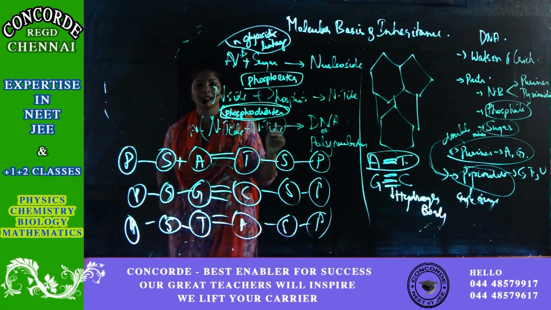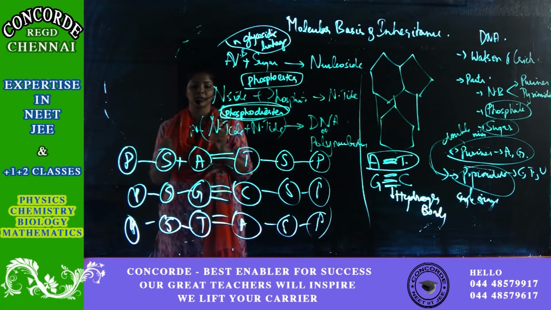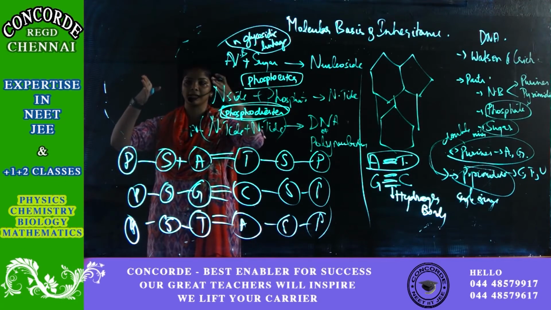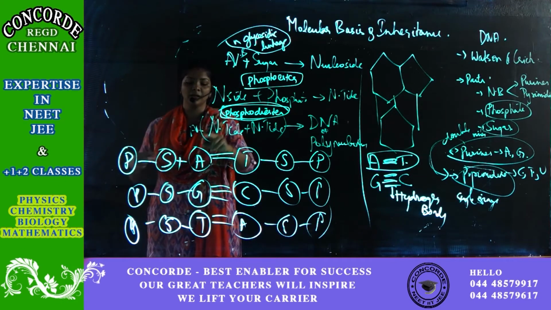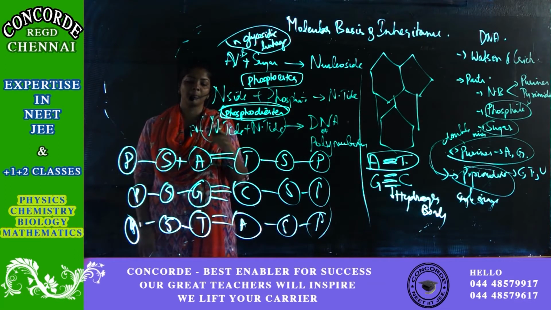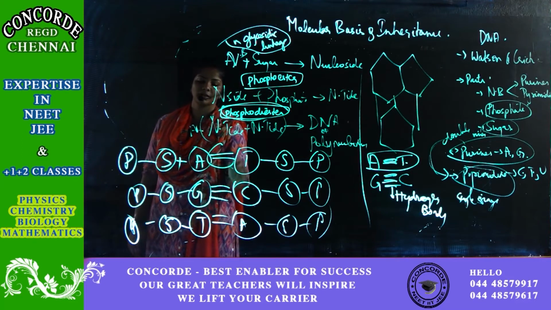So in the double-stranded structure, the 2 strands are held together by nitrogenous bases. One strand and the other strand are joined together in the center by my nitrogenous bases. And sugar and phosphate form the backbone of the DNA structure. These bonds are hydrogen bonds.